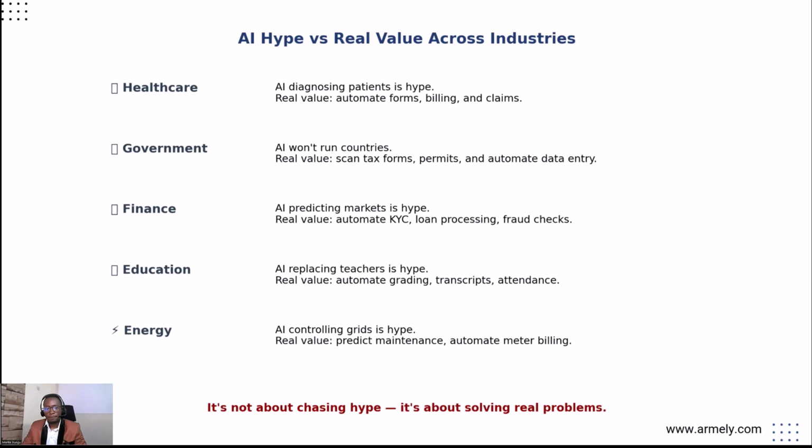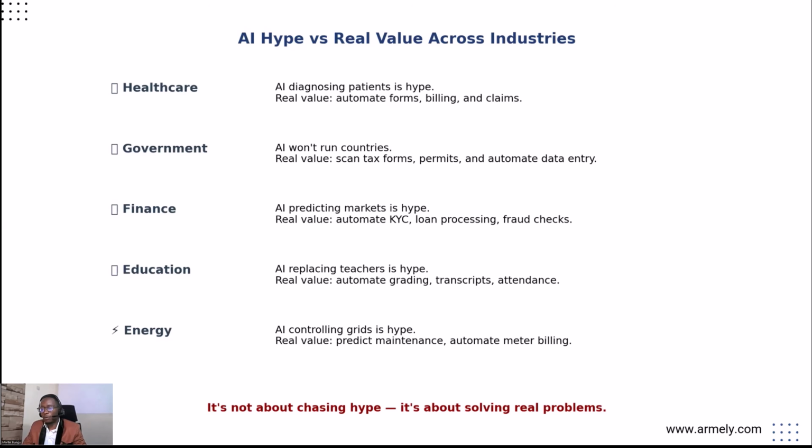So the same case goes to finance. Yes, we want AI to predict markets. It's already doing that, but there's more value in the automation pieces, like the know your customer, loan processing, fraud checks, and this goes on and on.